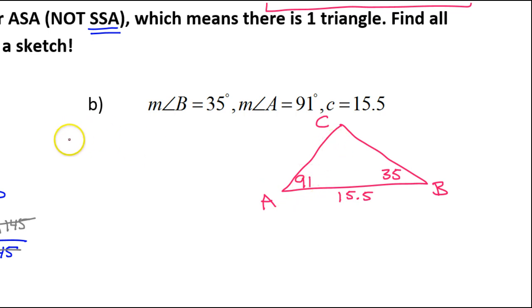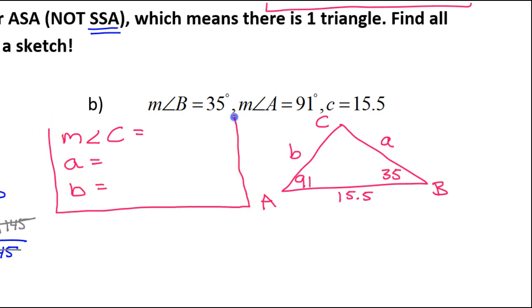Okay, so let's set up our solution box. I'm going to need the measure of angle C. I'm going to need side A. And I'm going to need side B. So once I find these three things, I will have solved this triangle. Let's start by finding angle C, because I can just subtract these two angles from 180, and that'll give me angle C. So that turned out to be 54 degrees.